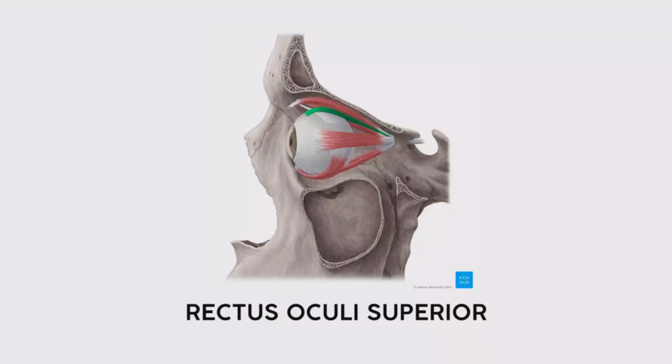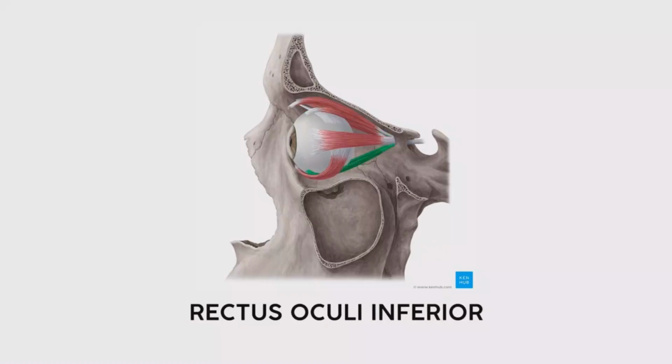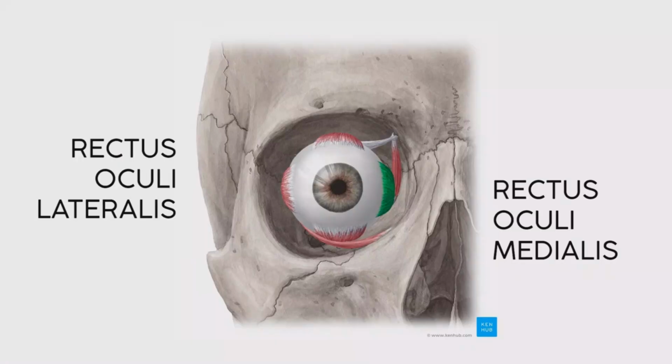These things point the eye in one of 4 directions. So the superior rectus oculi points the eye up, the inferior rectus oculi points down, and the medial and lateral rectus point it left and right. So to remember these, find those straight muscles that attach to the eye and just substitute directional terms.